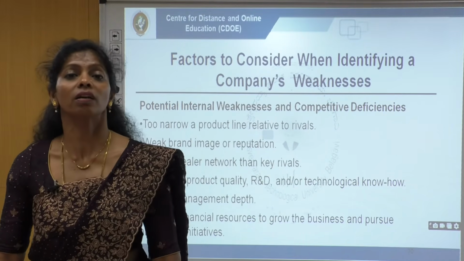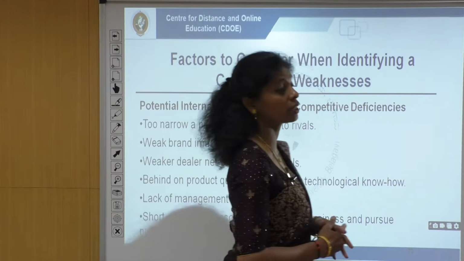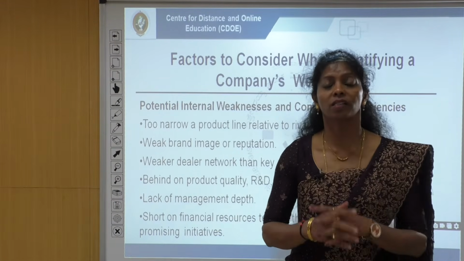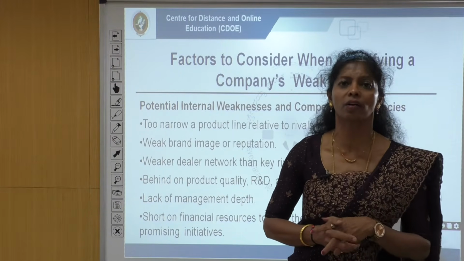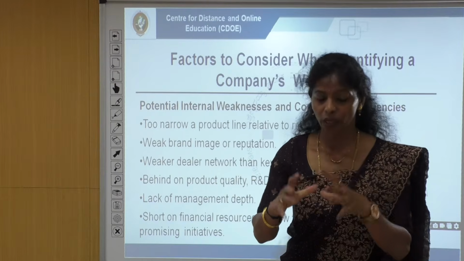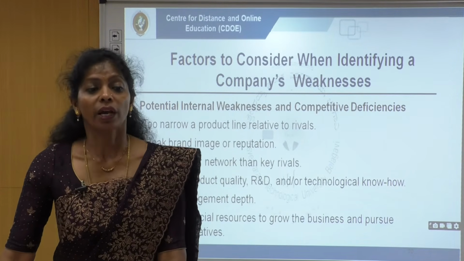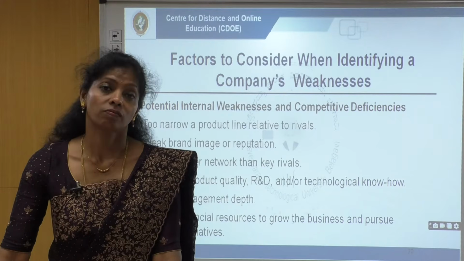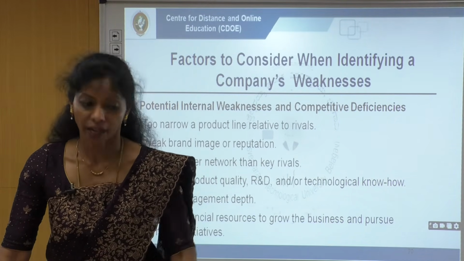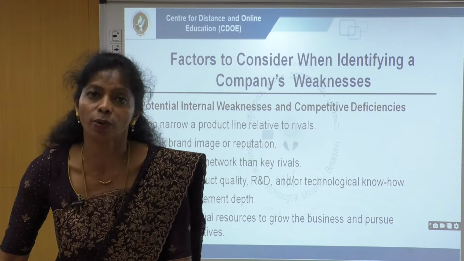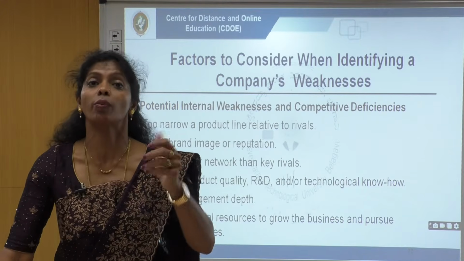Weaker dealer network than key rivals. Distribution network, yes. When you visit a retail outlet, you may ask the retailers which brand is better for a TV. You ask them which is a fast moving brand, which brand they advise. So this networking, this channel of movement, you need to have, so that they know about your product. Behind on product quality, R&D, yes. Research and development should consider causes and consequences. Any product can have consequences from its usage also. But as an R&D department, you should work on the negatives and try to improve.